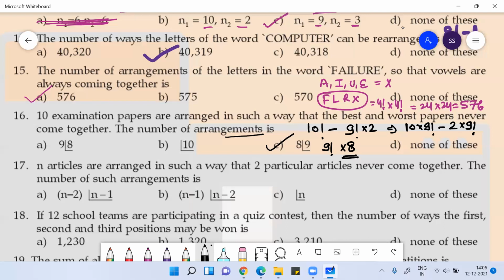The same thing, 17 is the same as 16. Only thing, here they have written n, there they have written 10. If 10 was there, then your answer was 9 factorial into 8. So if n is there, the answer will be n minus 1 factorial into n minus 2, that is n minus 2 into n minus 1 factorial. Answer option A.